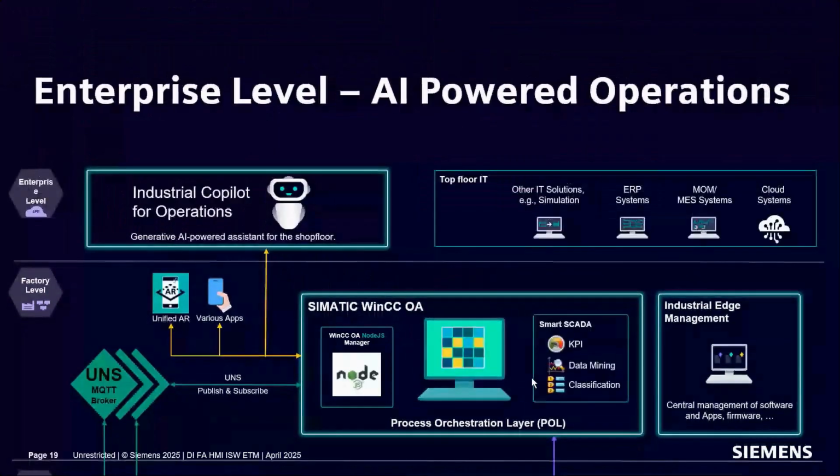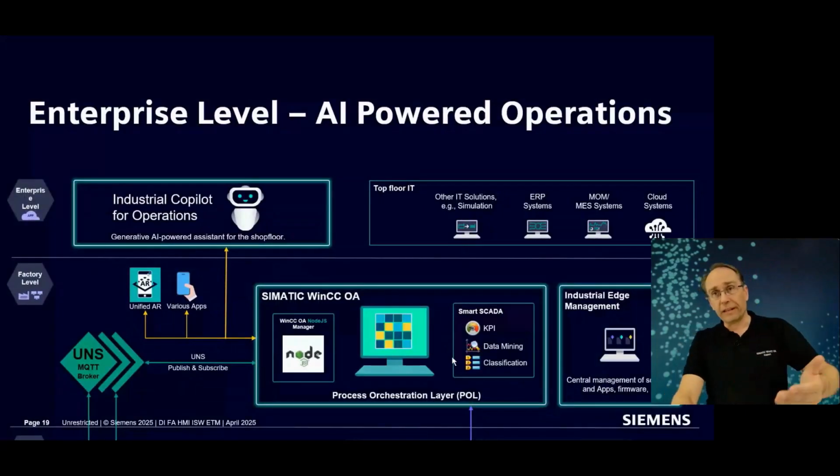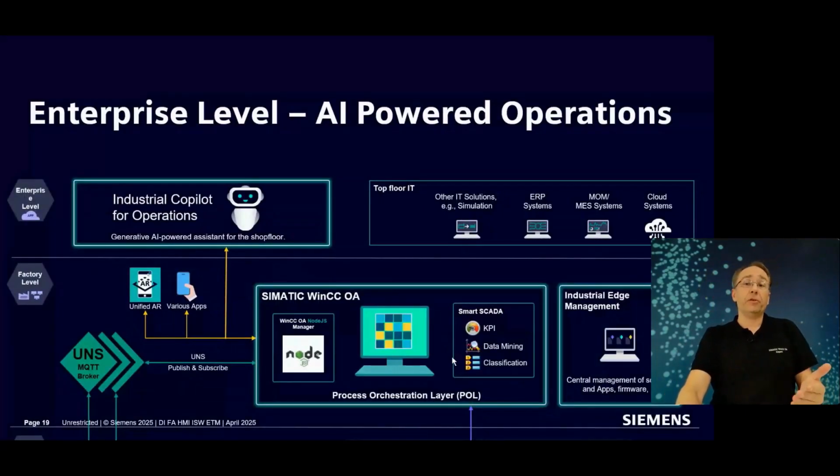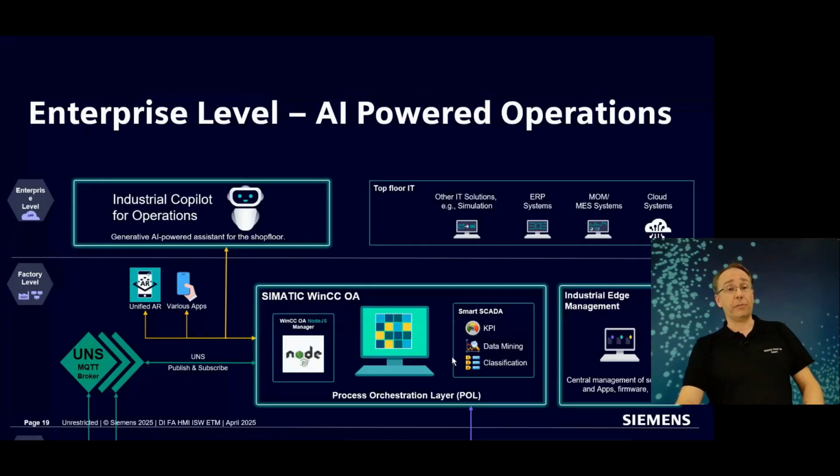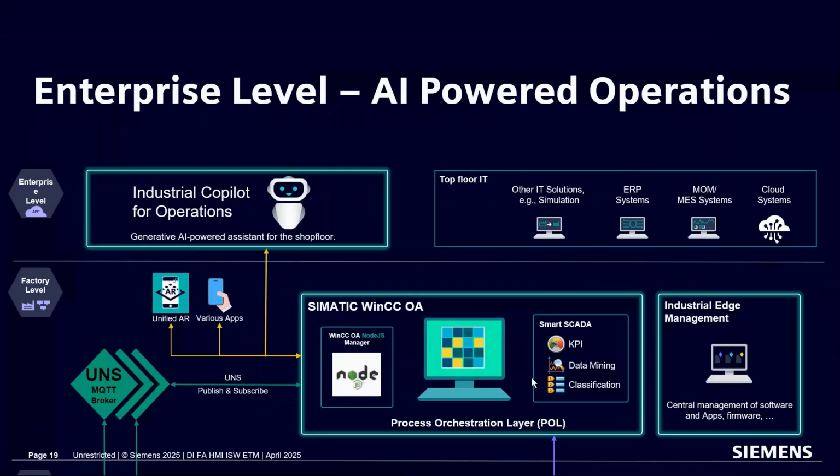At an enterprise level, then we would need to communicate to ERP systems or MES systems to exchange data. Between this, we use the REST interface. There is also the industrial copilot for operations from Siemens available, so that we can have an AI-enhanced experience in our daily situations.